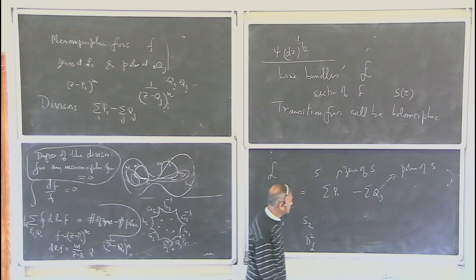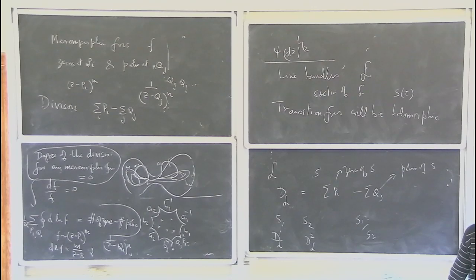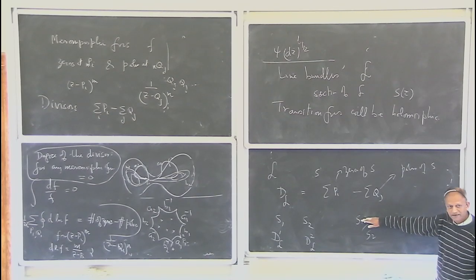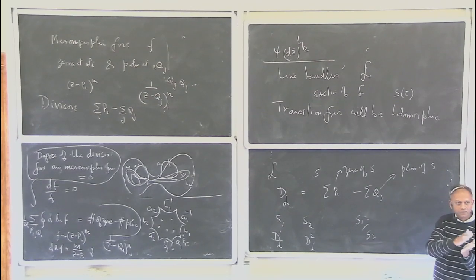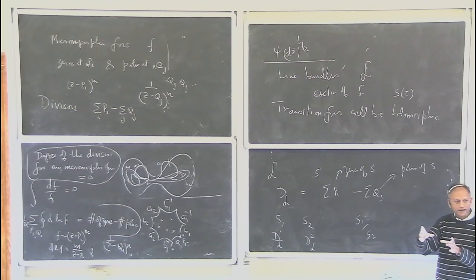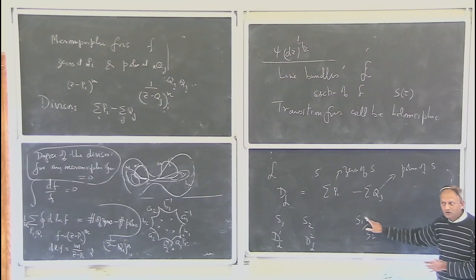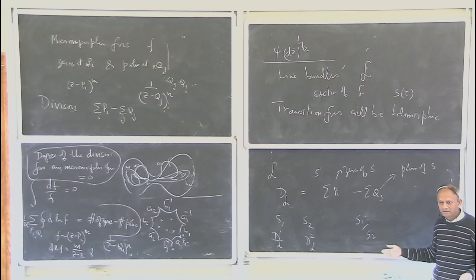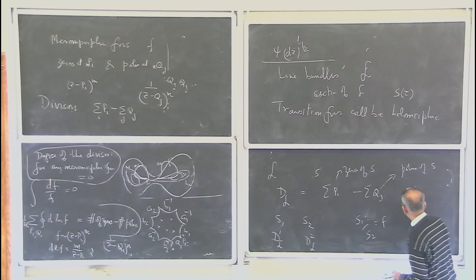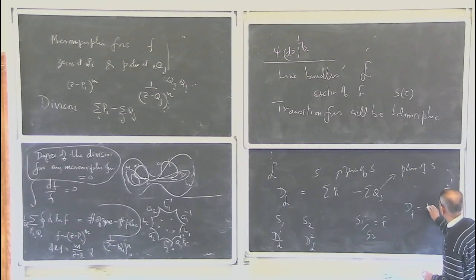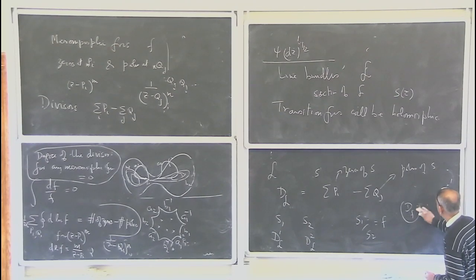Well, that is easy to see, because if I divide S1 by S2, that's going to be a function, right? Because whatever transition functions are appearing here, they will cancel with the transition functions appearing here. When I go from one chart to another chart, one neighborhood to another neighborhood, there will be transition functions associated with that, but that will cancel with the transition functions here. So this will be an ordinary function. Let's call this f. On the other hand, the divisor of f, we know, has degree 0.